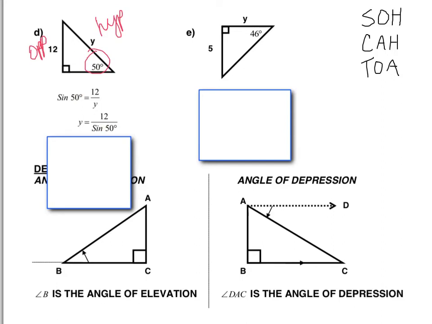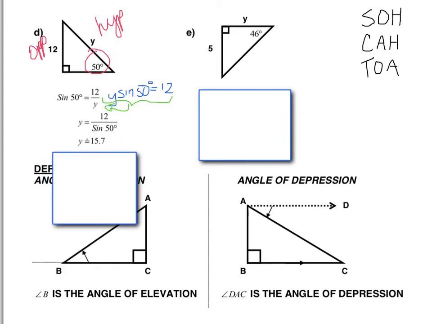Now some people like to write an extra step in here, so I've put this extra step in there. The y came up and was multiplied with the sine of 50, and that's going to equal 12. So it moves to the left side, and because it was being divided, it's going to come over and be multiplied right there. Then your next step is to take the sine of 50 over to the other side. Since it's multiplied right there, it will come over and be divided, and then you just punch it on your calculator and you get your answer of approximately 15.7.